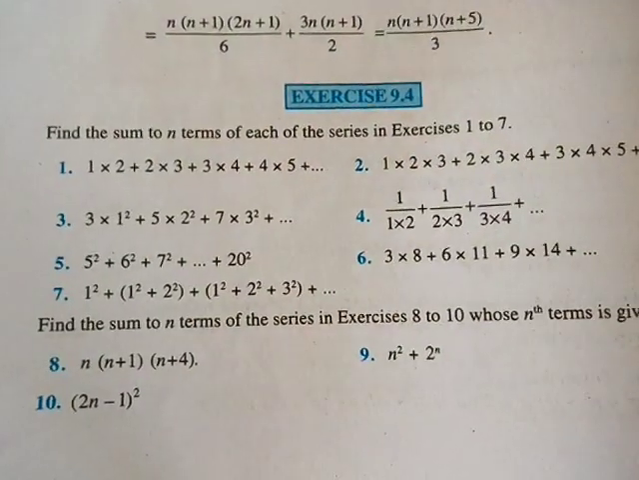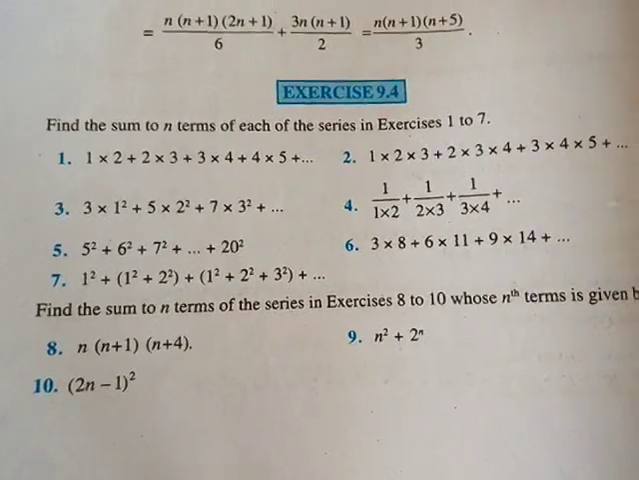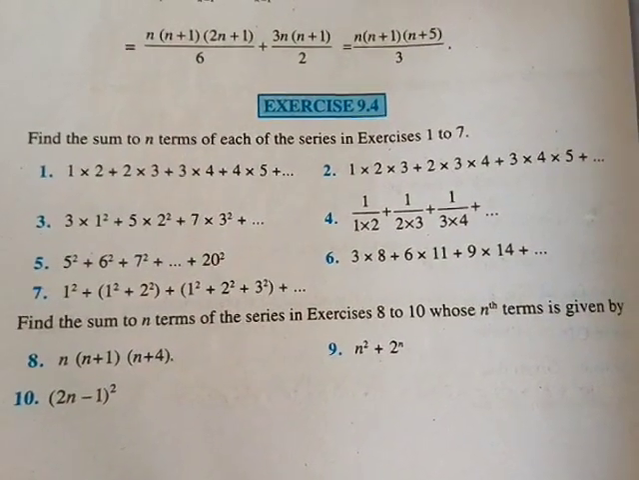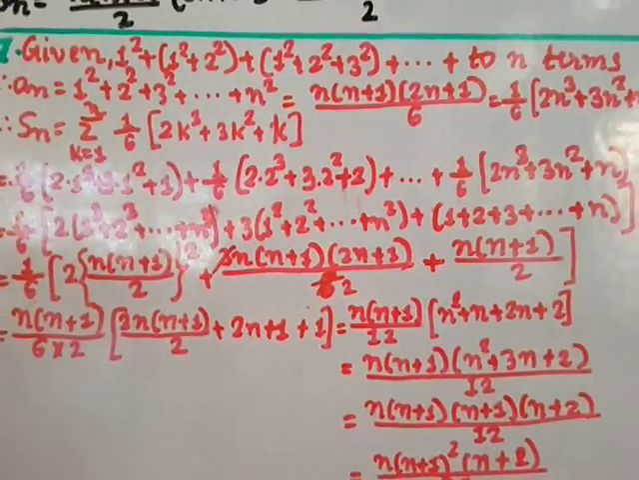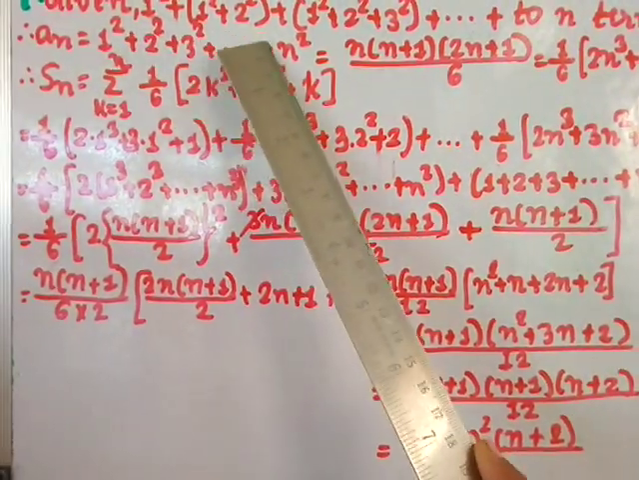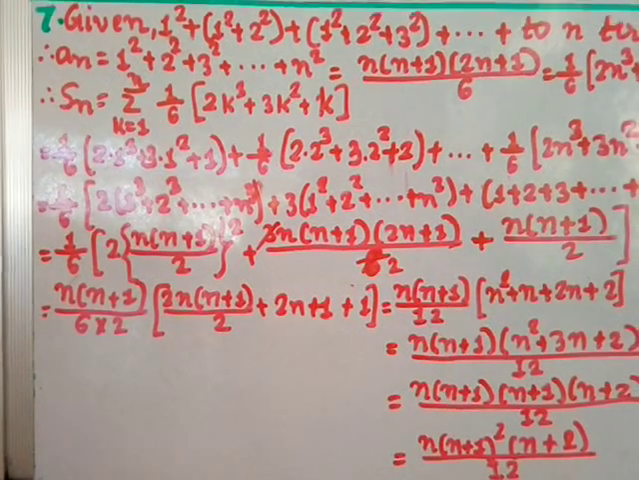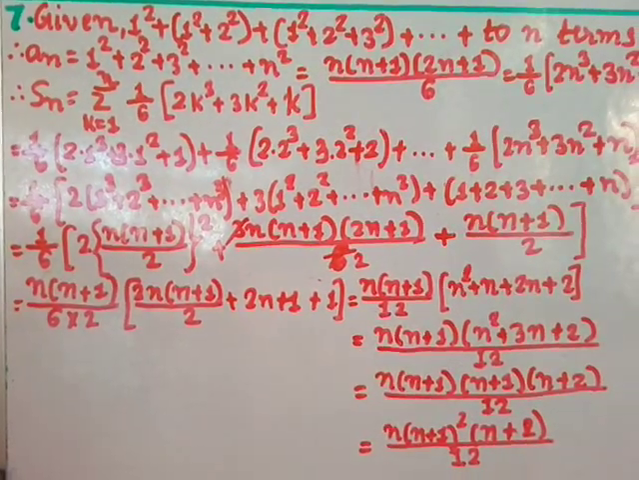Question number 7. 1 square plus 1 square plus 2 square plus 1 square plus 2 square plus 3 square plus up to n terms. We are given here 1 square plus 1 square plus 2 square plus 1 square plus 2 square plus 3 square plus up to n terms.